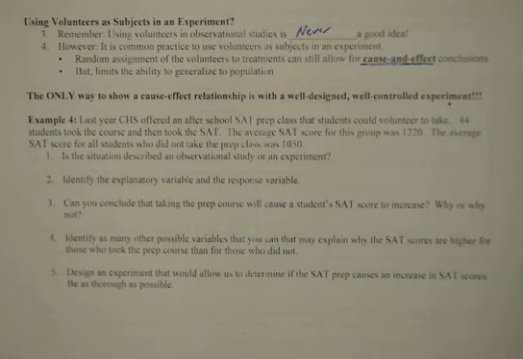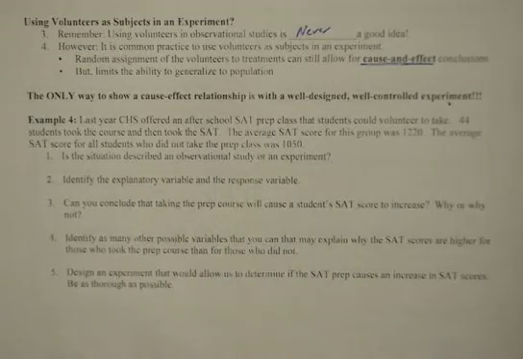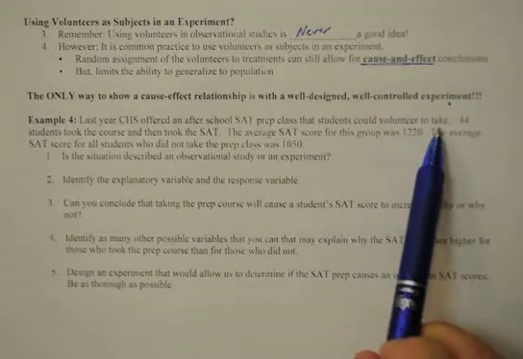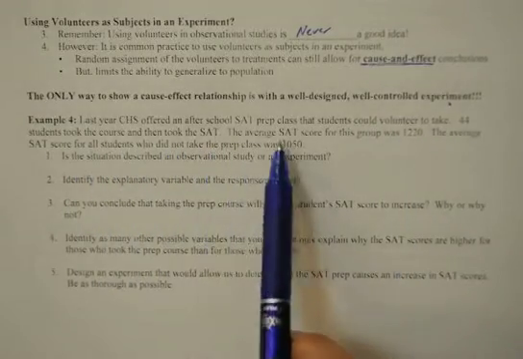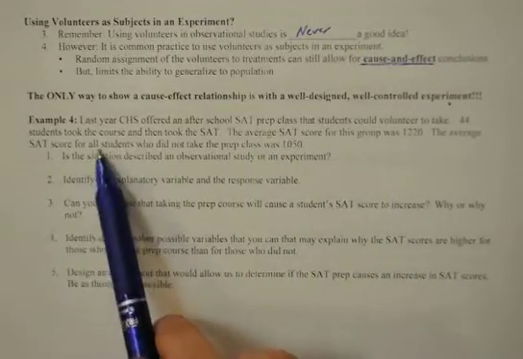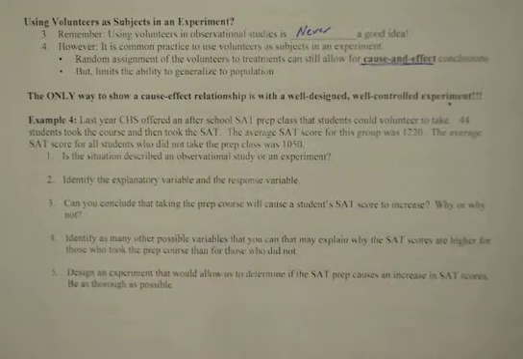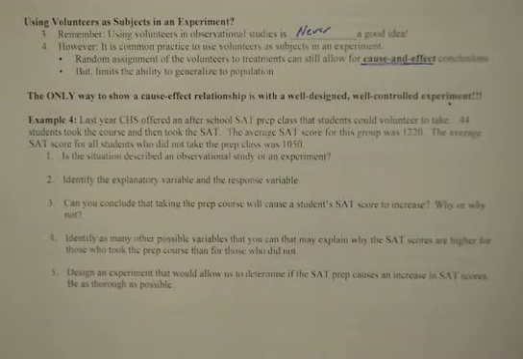Okay. So, there was an SAT prep class offered. Students could volunteer to take the course. 44 students took the course and then took the SAT. The average SAT score for the group was 1220. The average SAT score for all students who did not take the course was 1050. Is the situation described an observational study or an experiment?